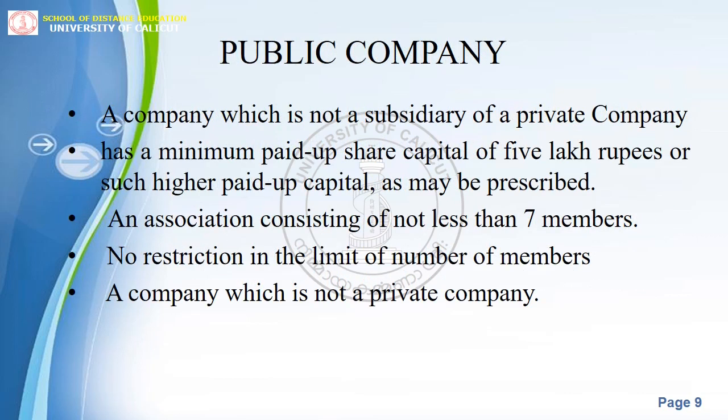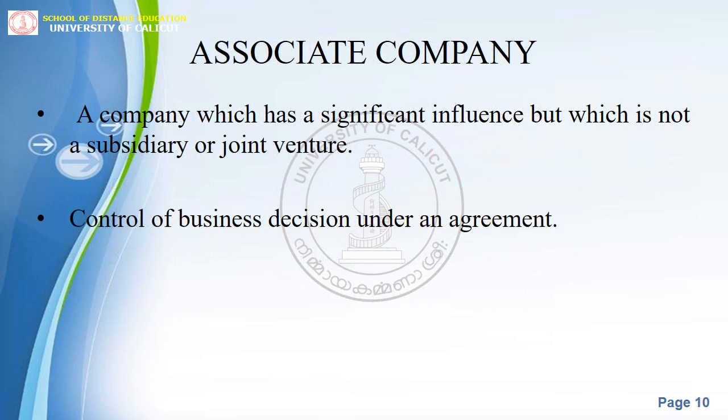A company which does not come under the definition of private company and has a minimum paid up share capital of 5 lakhs and has an association of minimum 7 members with no restrictions in the limit of number of members is called a public company. A company in which another company has a significant influence, but which is not a subsidiary company of the company having a significant influence, and which also includes joint venture, is called an associate company. The control of the business under these companies is as per an agreement.